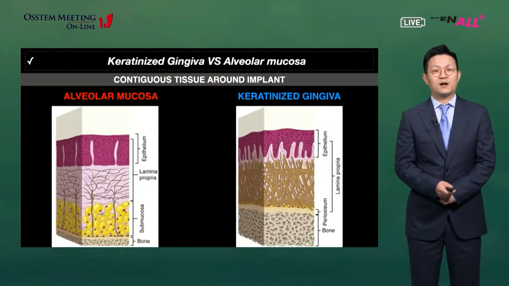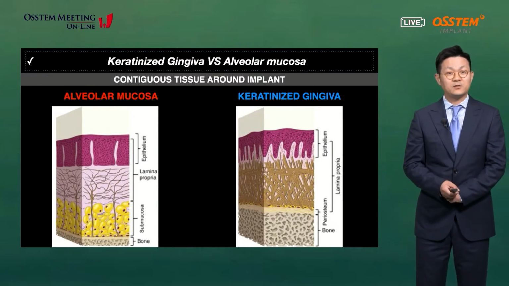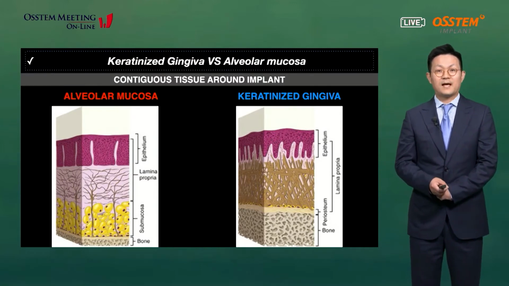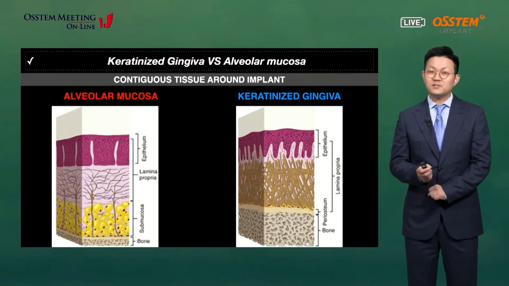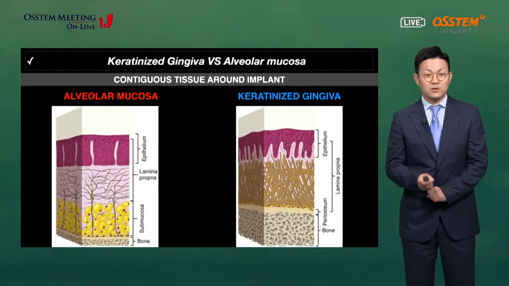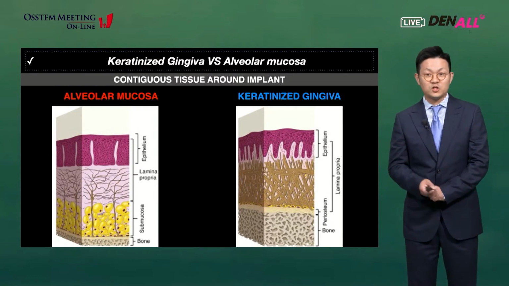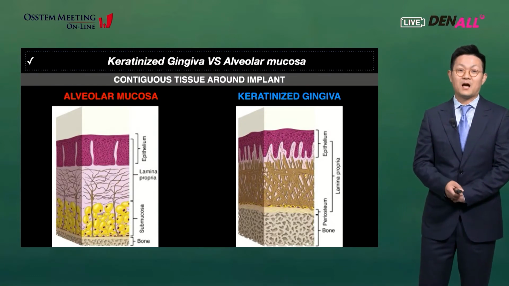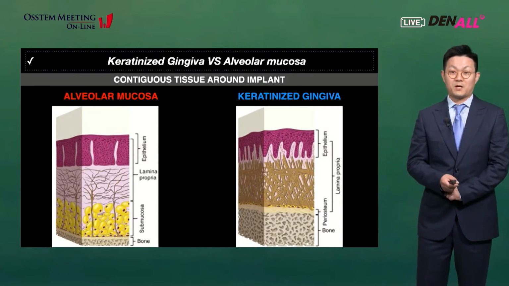Alveolar mucosa and keratinized gingiva have different structures, especially in the lamina propria. The density of collagen fiber is remarkably different, and the fixation of fiber to the periosteum in alveolar mucosa is disturbed by fat tissue or gland tissue. So keratinized gingiva has a tight fixation on the periosteum. This structural difference makes a disparity in mechanical properties.